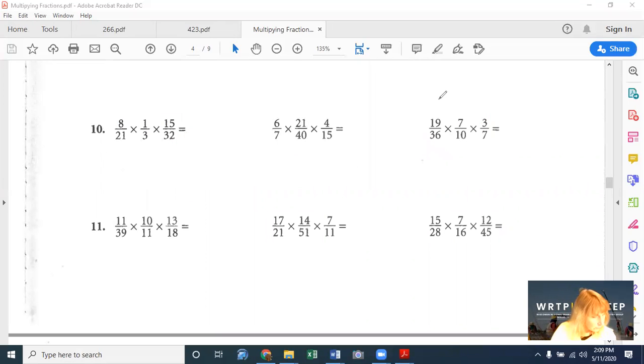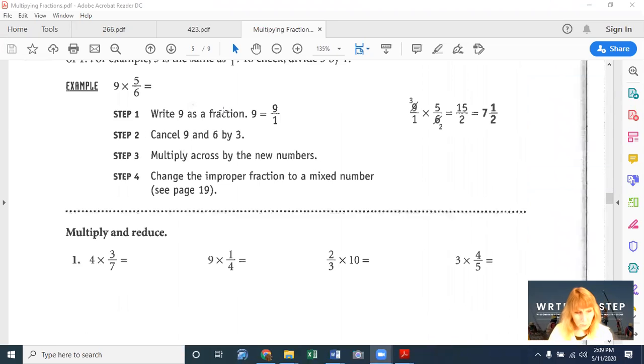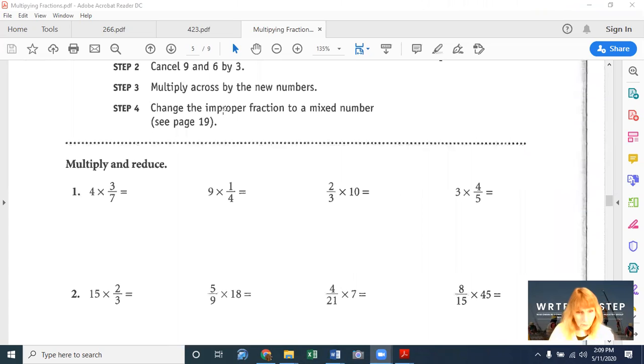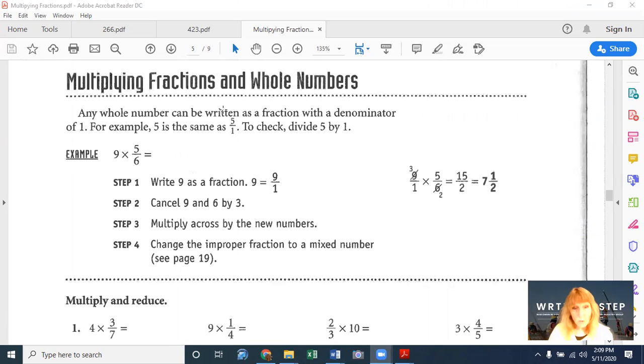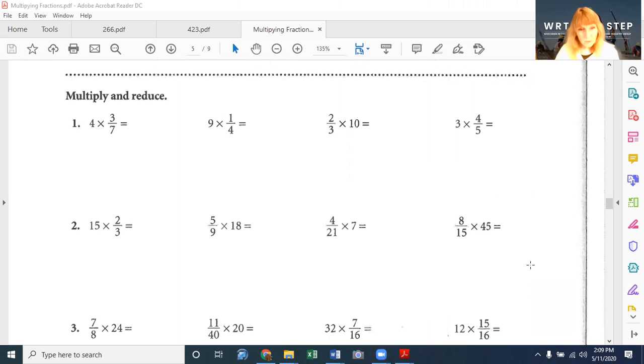Let's move on to page 42. And let's take a look at row 1 here. This one is multiplying fractions with whole numbers. So now there's one extra step when you're multiplying by a whole number. I'll put myself back up here so we're out of the way. Let's put some white space for us here.